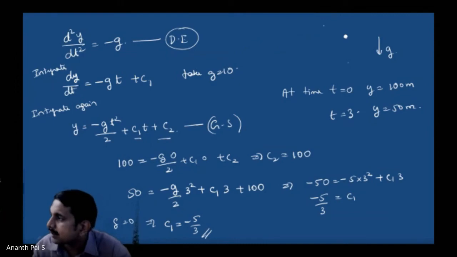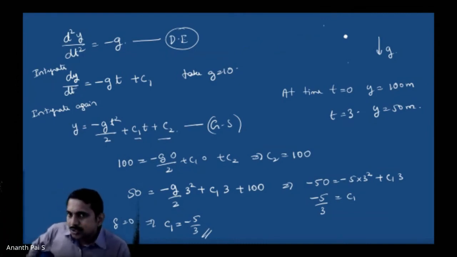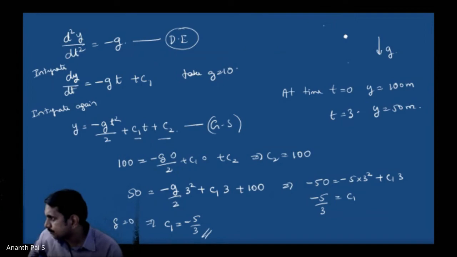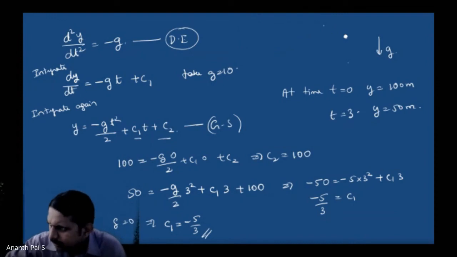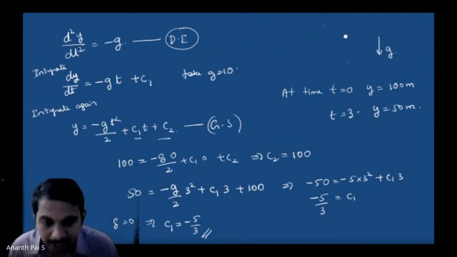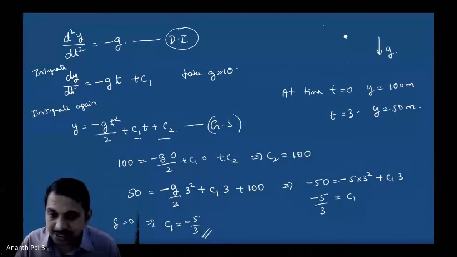Instead of gt, let us use g into t square, which is also a solution. G into t is also a solution. You get the point? Let us understand that. Now just hold on. So this is how we do it in general. And what do we get here?